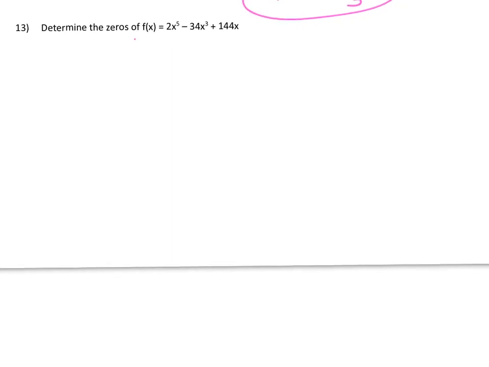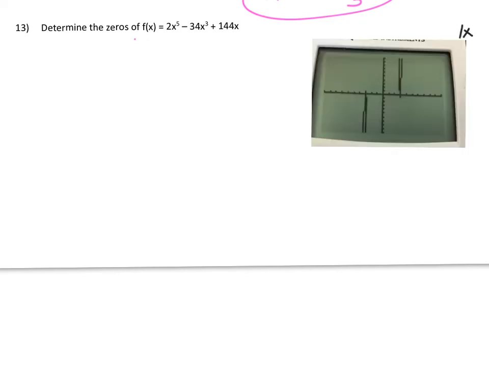All right, and number 13, it says determine the zeros of f of x. Now it doesn't say whether to do it algebraically or graphically. I mean, you can always try it graphically first. So what I did was in my calculator, I went to y equals, and under y1 I plugged in this function, and this is the graph.